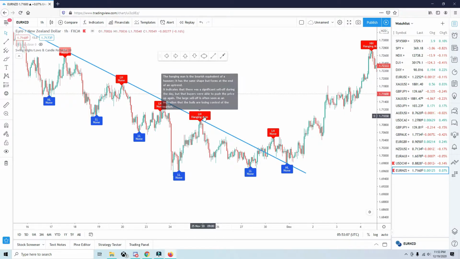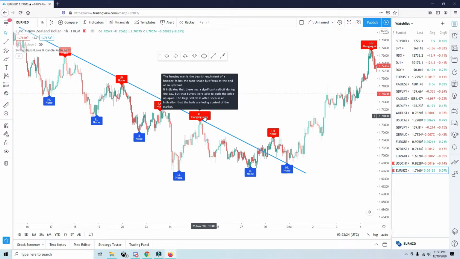But if you hover your little hand or mouse or arrow or whatever you want over that, it'll actually give you the definition of what this is. So it's almost like an educational tool as well. This is something you definitely want to see in a downtrend.